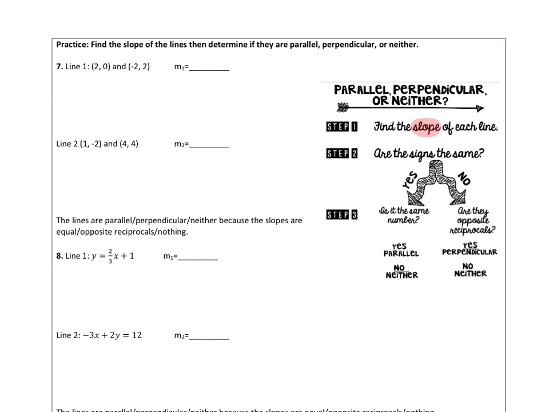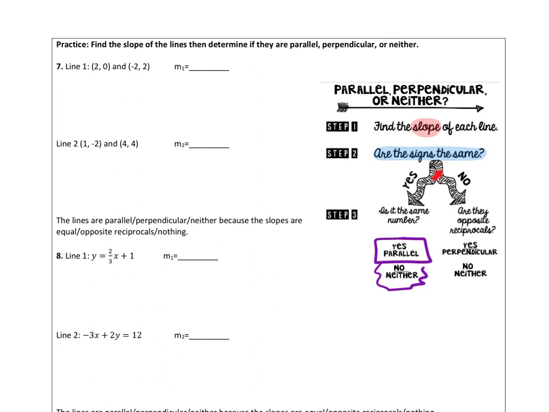After that, the first question you ask yourself: are the signs the same? Meaning, are they both positive or both negative? If you say yes, they're the same sign, you ask yourself, okay, is it the same number? If you answer yes, then those lines are parallel. If you answer no, then those lines are neither parallel nor perpendicular.